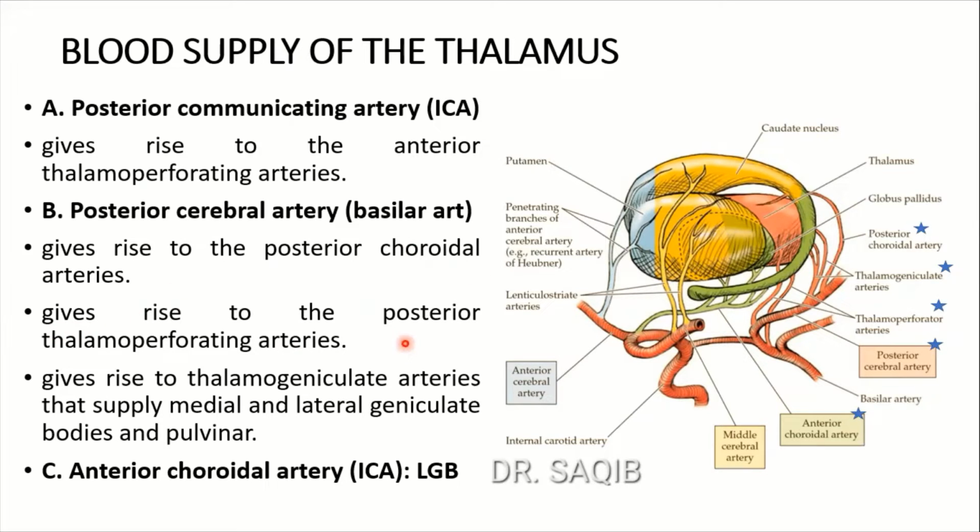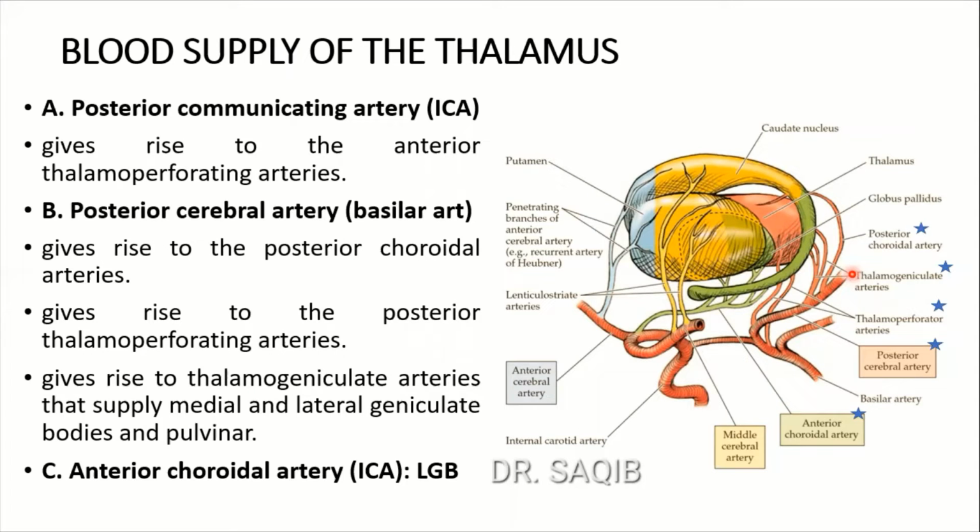It also gives rise to the posterior thalamo-perforating arteries, the anterior and posterior ones. And then this posterior cerebral artery gives rise to the thalamo-geniculate arteries that supply medial and lateral geniculate bodies and the pulvinar. These are the thalamo-geniculate arteries.